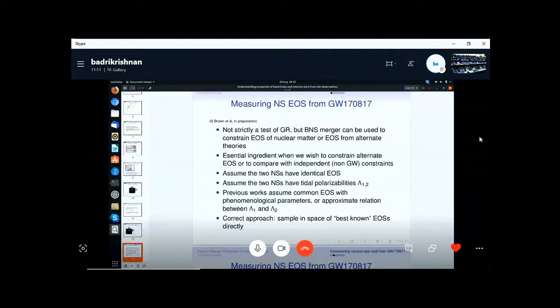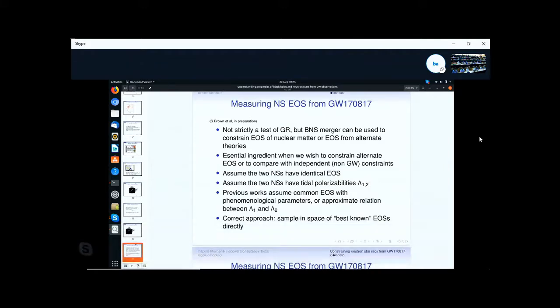The problem then becomes, what do you do with lambda 1 and lambda 2? So you have some equation of state, and based on that you can compute lambda 1, lambda 2. But in this procedure for estimating the parameters, you're sampling the masses and the spins. So you have to then do something for lambda 1, lambda 2. And so I claim that the right approach to do this is to actually sample not in lambda 1, lambda 2, but to sample in the space of the equations of state directly. And from that you compute lambda 1, lambda 2 as a part of the parameter estimation procedure.